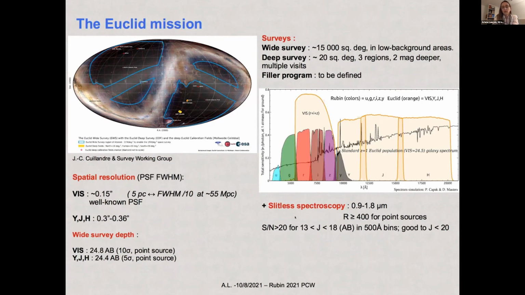In addition, Euclid has a slitless spectrograph for the near-infrared, which has low resolution, but gives you a very good signal to noise out to J magnitudes of about 18, and you can get spectra out to about 20 in J.